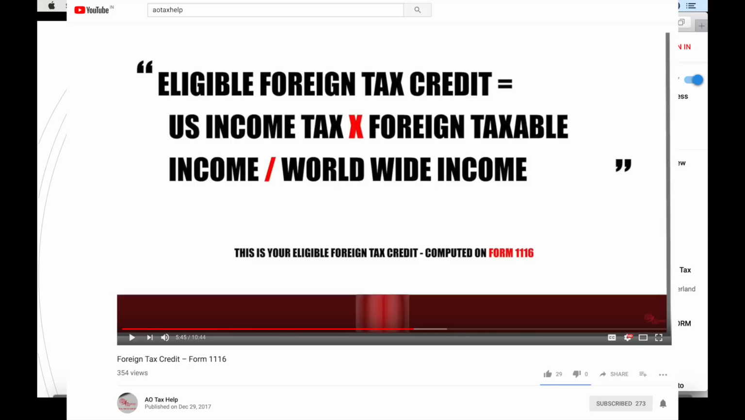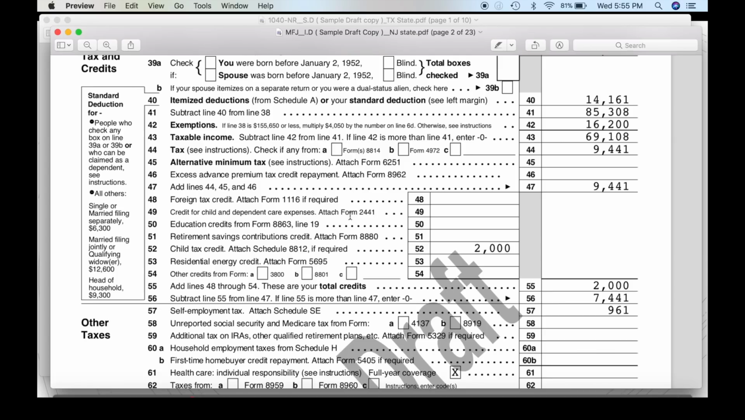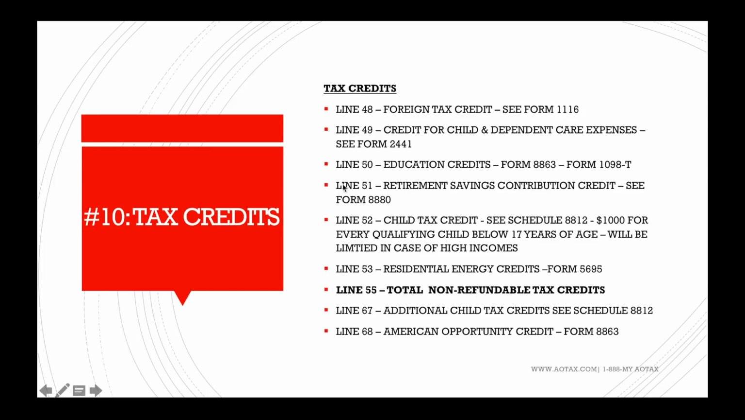And credit for child and dependent care expenses. Normally, if both taxpayer and spouse are in employment and they put their kid in a daycare center or something, they can claim a credit for the expenses that they incurred on the daycare. So that credit comes on line number 49. And then education credits. In case you're pursuing any education in US from a recognized university or an education institution, then you are eligible for lifetime learning credit or American Opportunity Tax credit. The credit comes on line number 50.